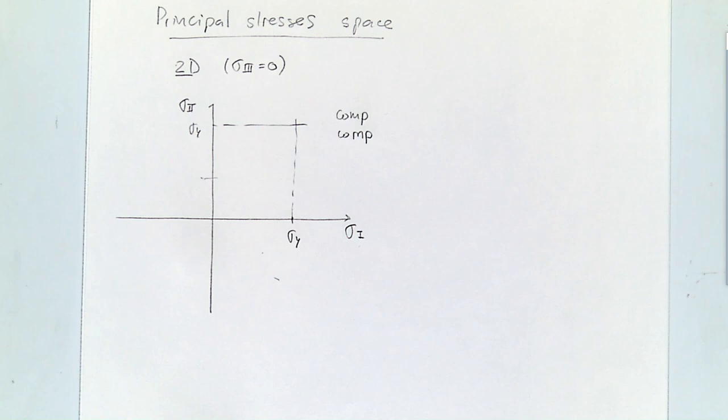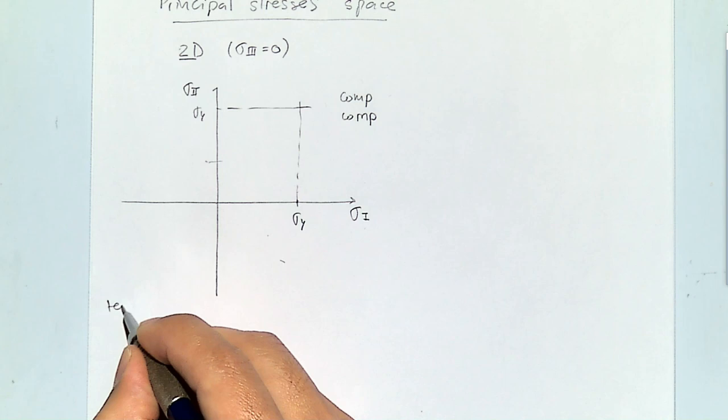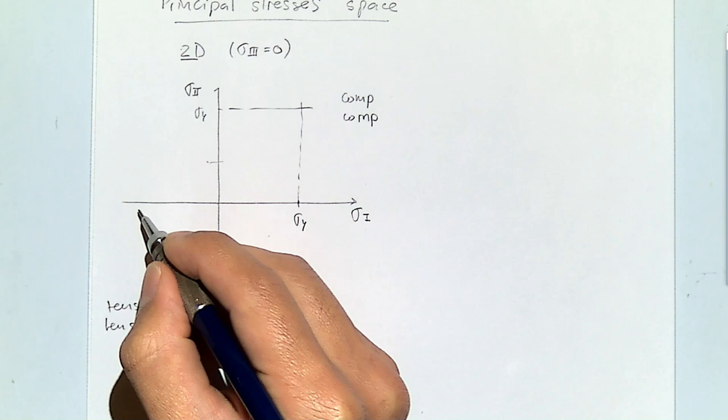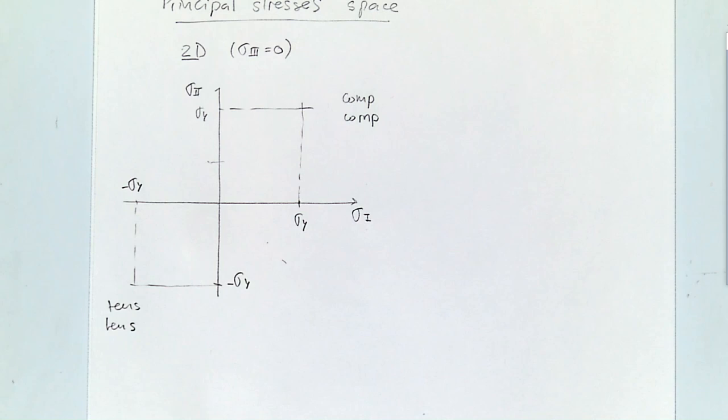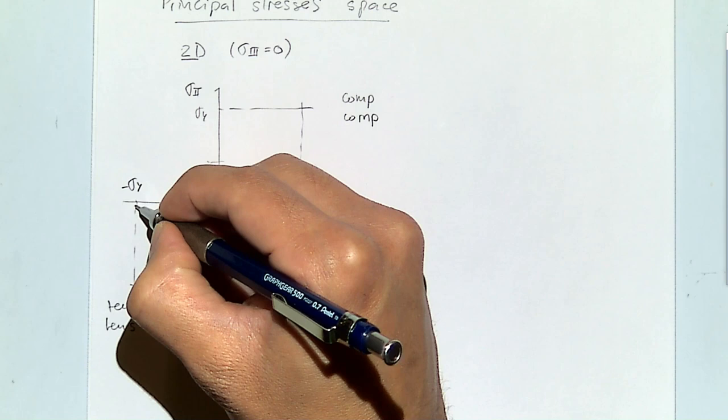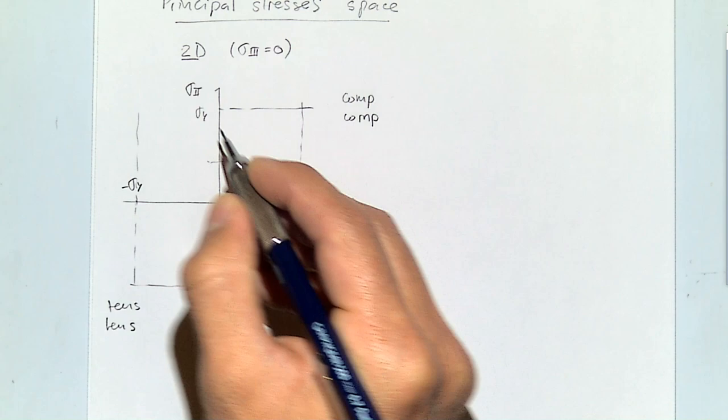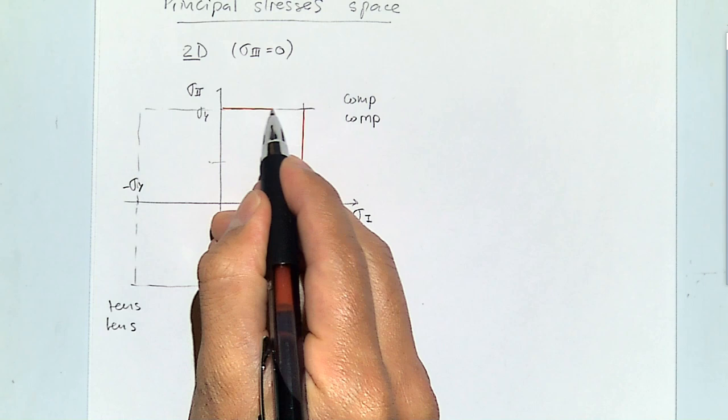And remember, we're assuming also, and that's something that doesn't happen in rocks, that sigma y is the same for compression and tension. So if I go to the tension quadrant, this is going to look very similar, where now this is negative sigma y, this is negative sigma y, and as long as one of those is 0 or they are in tension, this is what you're going to see. So the limit then is here, there, here, and there.